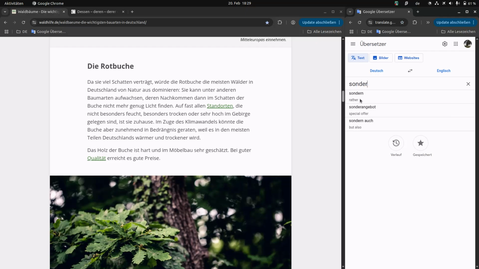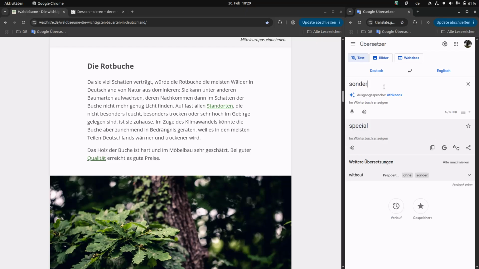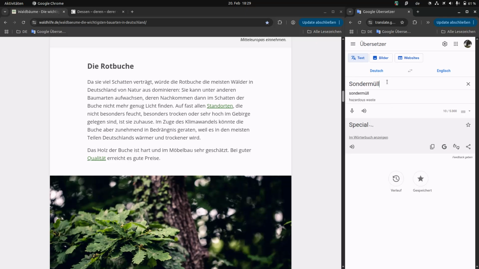But sonder in general is something like strange, special, not usual. For example, we have the word Sondermüll, which is hazardous waste or special waste, or Sonderschule, which means special school. And so on almost all locations, that not besonders in this case means especially or special, or in this case especially, I think, because in English you would say it that way.